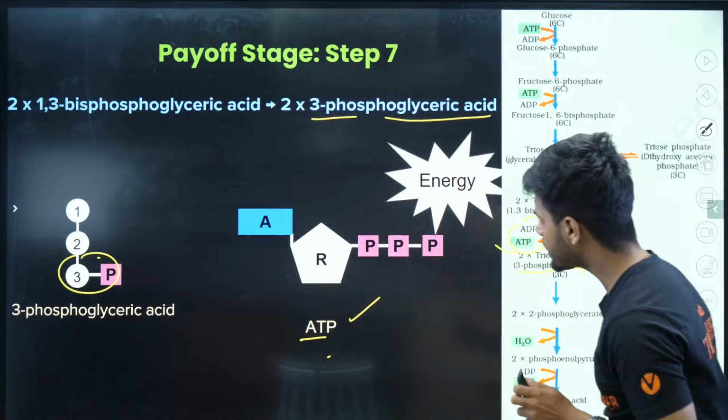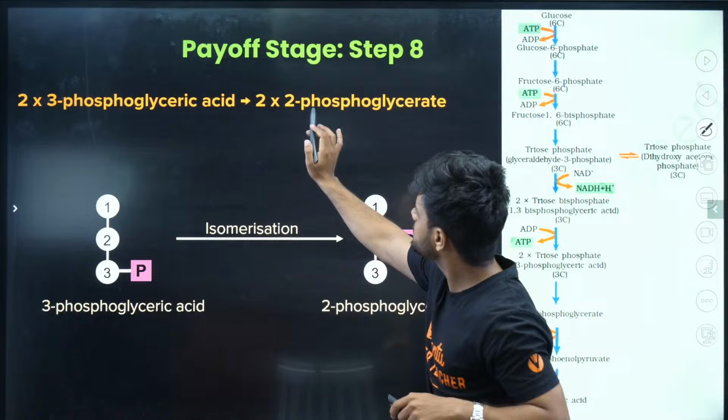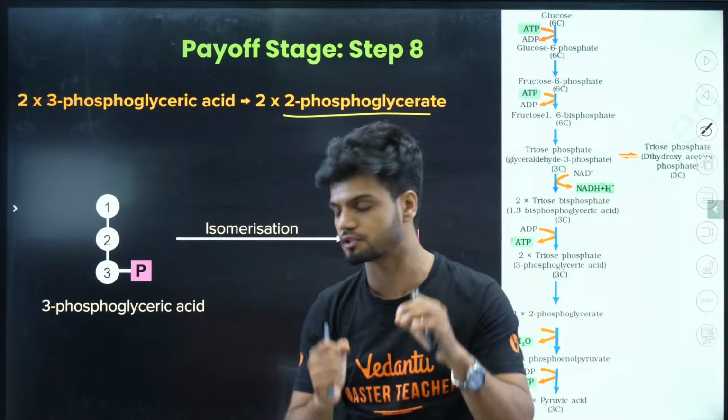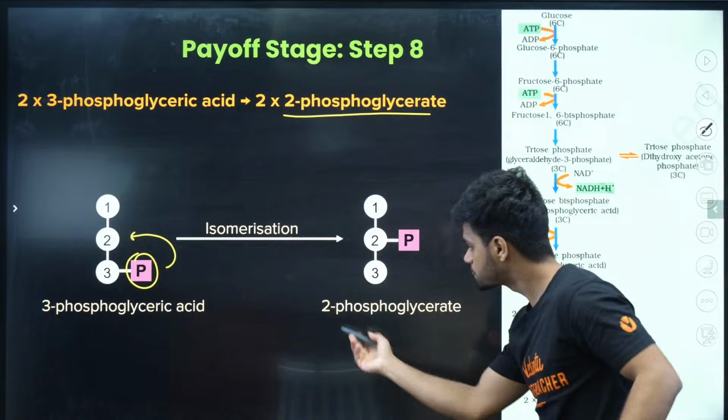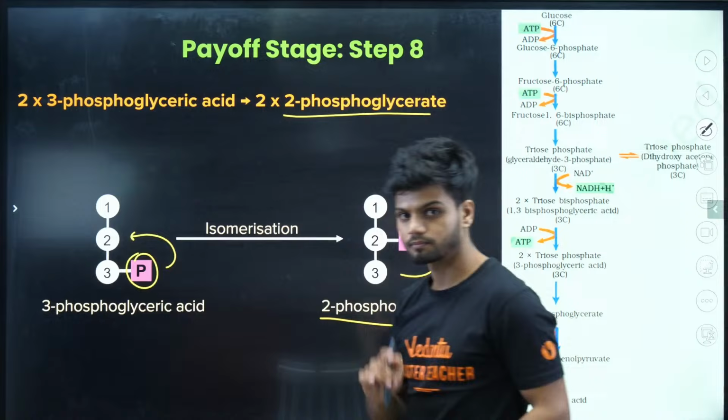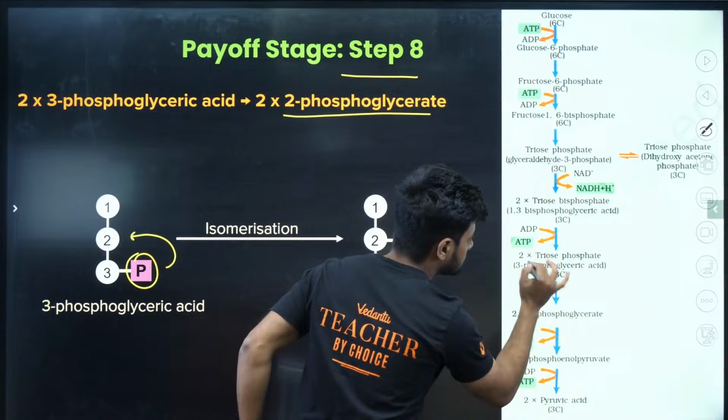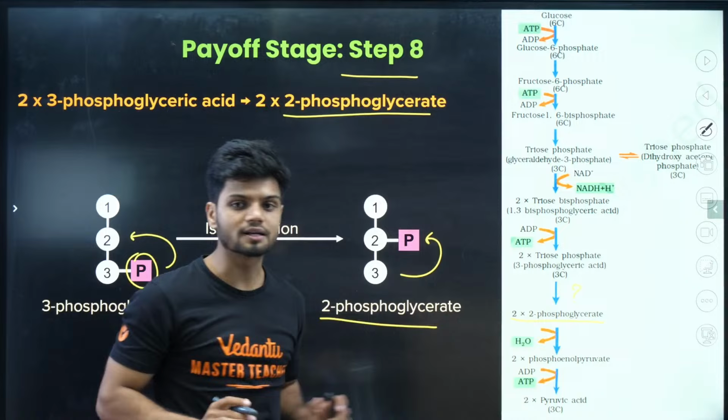Now, next one, your 3 phosphoglyceric acid is converted to 2 phosphoglyceric acid. There is just exchange of your phosphate. From the third position, phosphate is sent to the second position. That is, 3 phosphoglyceric acid is converted to 2 phosphoglyceric acid. 3 to 2. Done. That is your 8th step. That's how we get the 2 phosphoglyceric acid. Is there any energy releasing here? There is no energy releasing here.